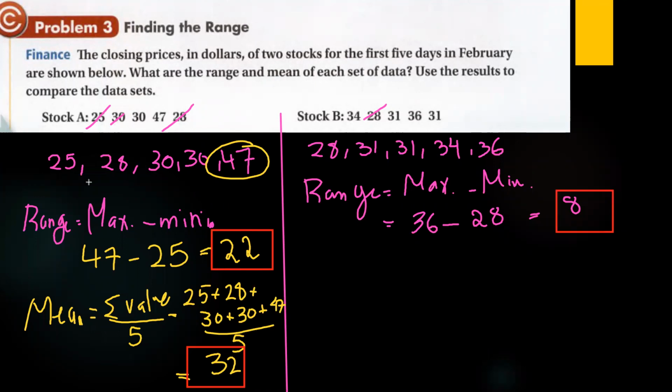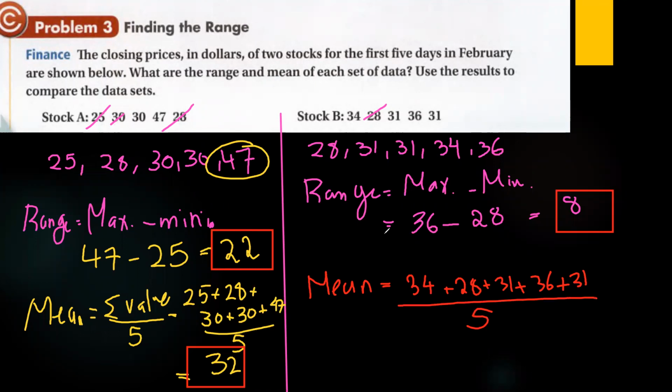So which one has a greater range? Stock A. Now let's find the mean. In order to find the mean, we have to add them. 34 plus 28 plus 31 plus 36 plus 31 over 5. So let's add them now. They are 160 over 5, which is 32. So they have the same mean, but stock A has a greater range than stock B.